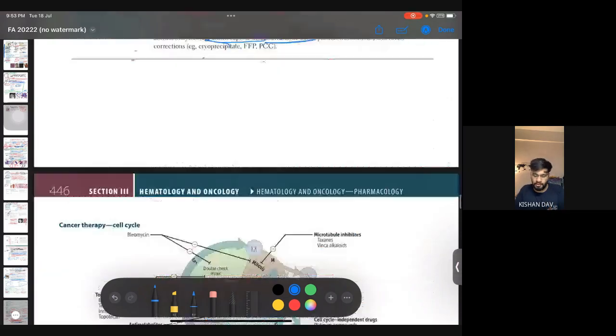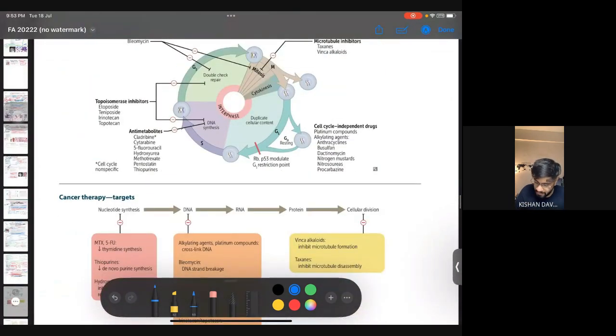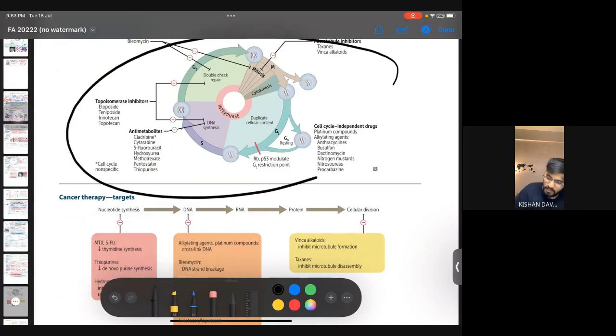Now we have oncologic drugs, anti-tumor drugs. Okay, remember this diagram. They will ask you which drug acts in the G1 phase, which in the G2 phase, which in the S phase. So this is a visual representation of all of that.